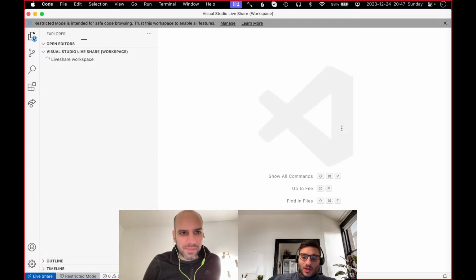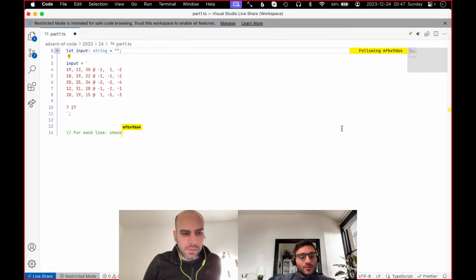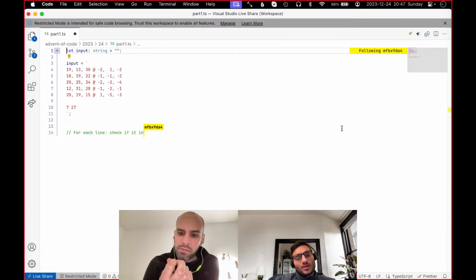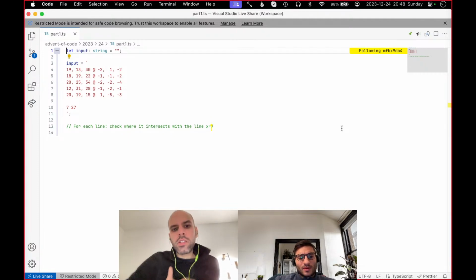I just wanted to agree on the high-level pseudocode, which would be like, for each line, check where it intersects with the other lines. Something like that. That's not how I see it.